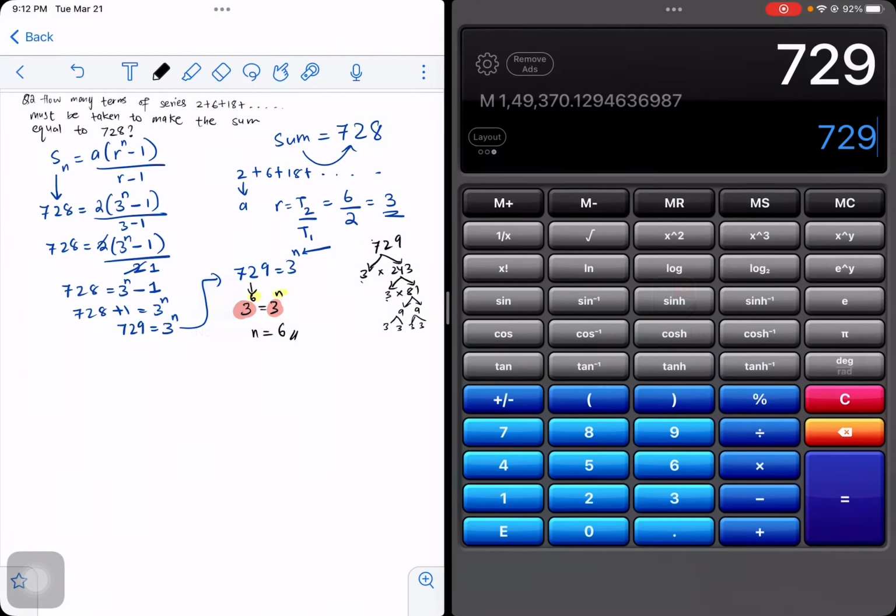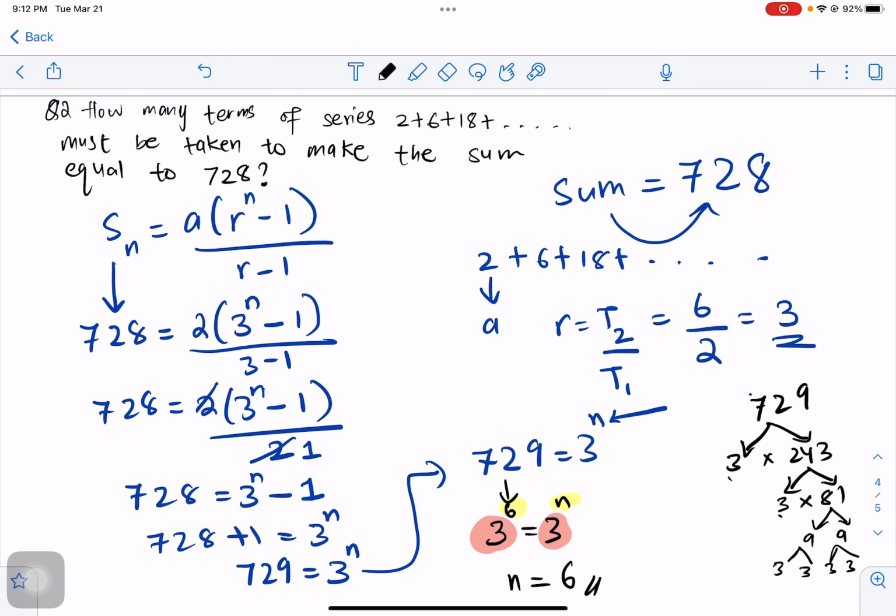So this is how we got the answer here. So how many terms? Which means 6 terms. 6 terms of this series is giving you sum 728.